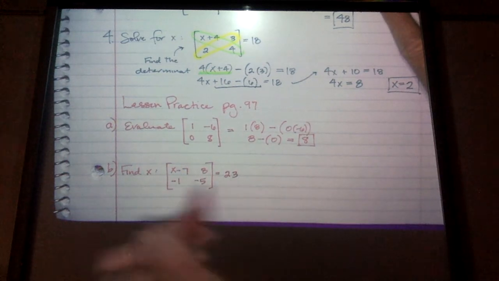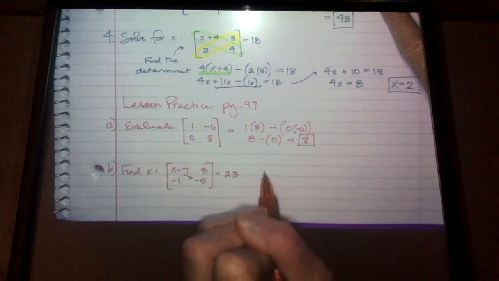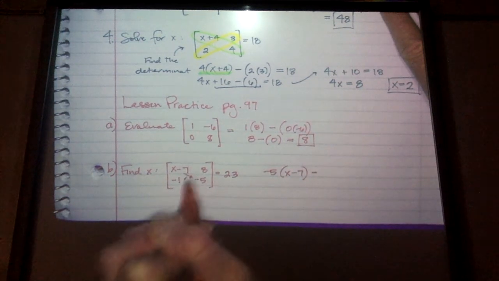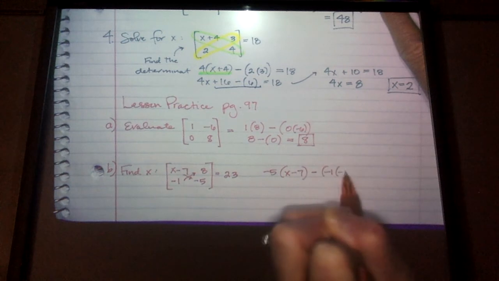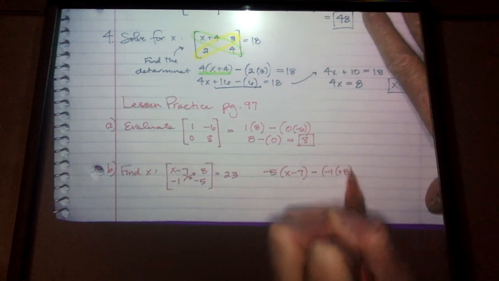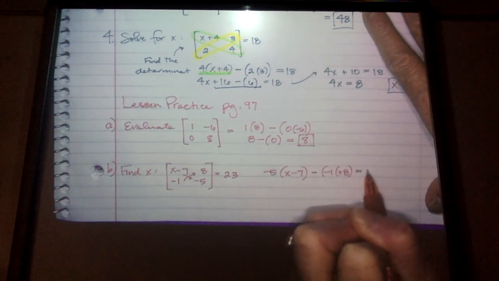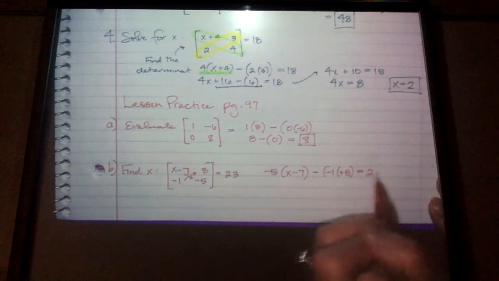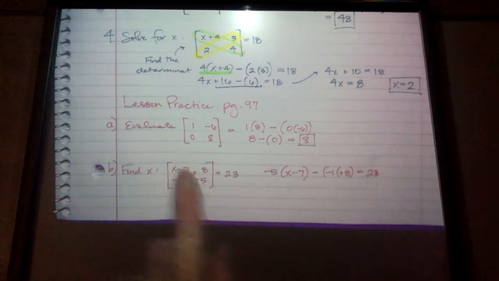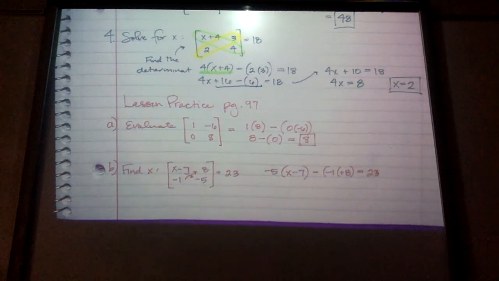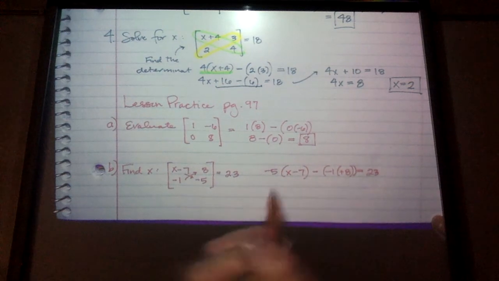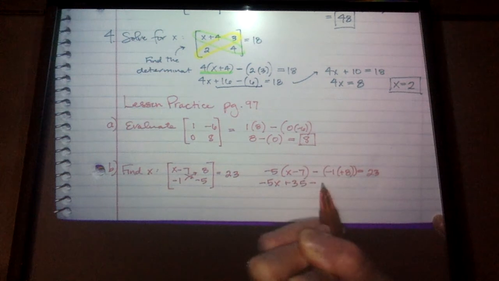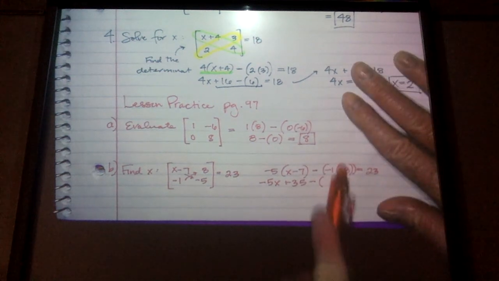So here we go. -5 times x minus 7 minus -1 times a positive 8. They're saying this must equal 23, not 28. Okay, so I multiplied this diagonal, then this diagonal. Now I'm going to distribute. So -5x plus 35 minus -1.